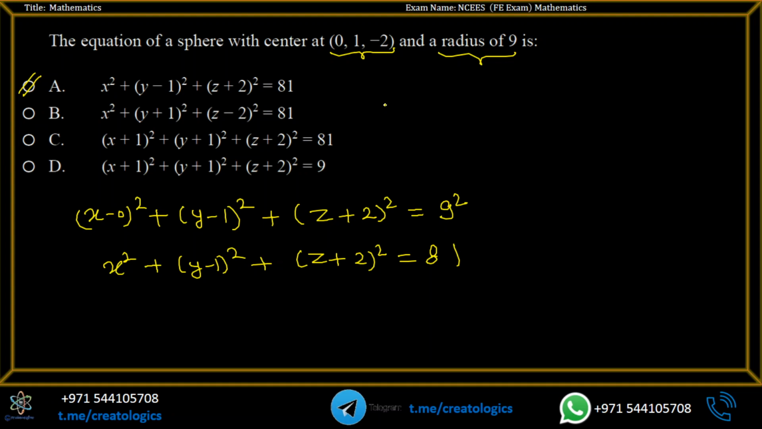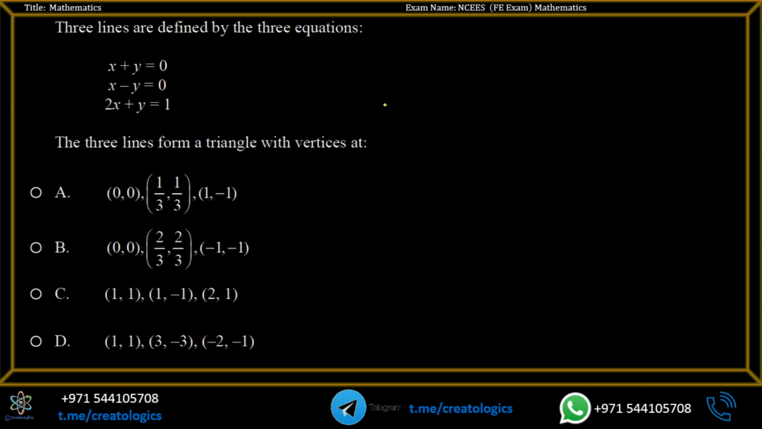Let's see the next question. The question says three lines are defined by these equations, and they say the three lines will form the vertices of a triangle like this, right? If a triangle is formed by these three lines, then obviously if you have two lines, their point of intersection will give you one vertex. Similarly, the other two vertices can also be calculated by their point of intersection. So in short, you have to solve the equations of lines one by one.